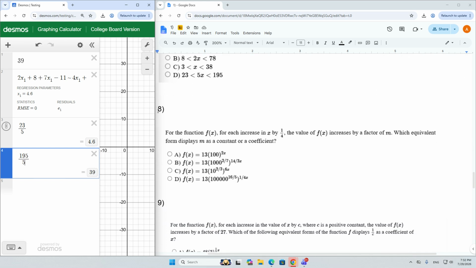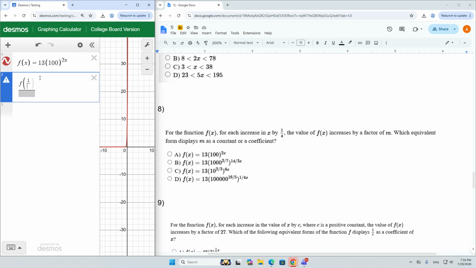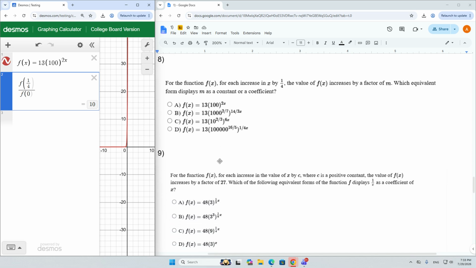Guys, these are so easy, you shouldn't struggle with these problems. So notice the structure. It says equivalent expression, equivalent form. So they're all the same when we graph them, so I might as well just graph one of them. And then it says each time x increases by a fourth. So just do it like this, guys. f of a fourth divided by f of 0. So I want to see a 10, so it has to be choice C, okay? Easy.